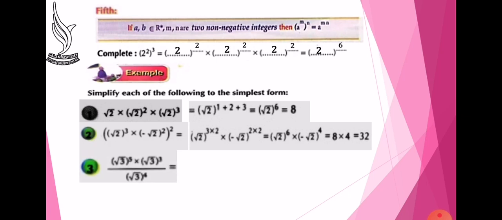Number 3, root 3^5 times root 3^3 over root 3^4. The base is the same, so we can say root 3^(5+3-4), which is root 3^4, equals 9.